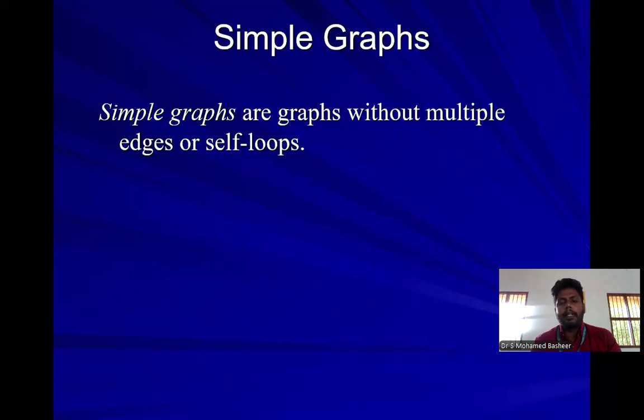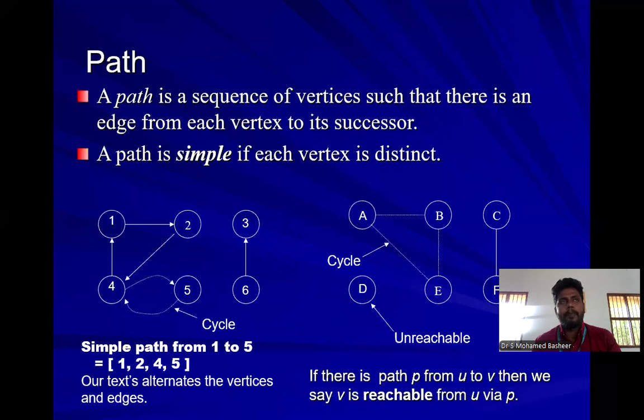A simple graph. What is a simple graph? Simple graphs are graphs without multiple edges or self loops. And path. What is a path? A path is a sequence of vertices such that there is an edge from each vertex to its successor. A path is simple if each vertex is distinct.